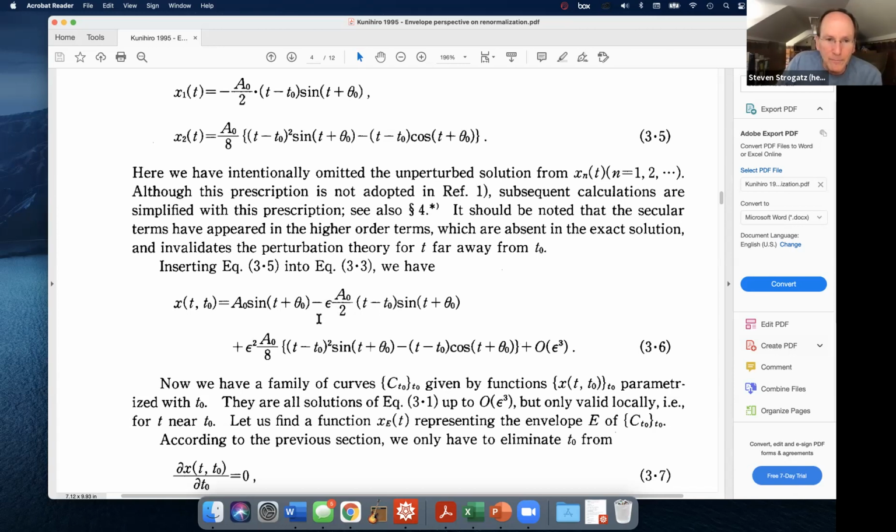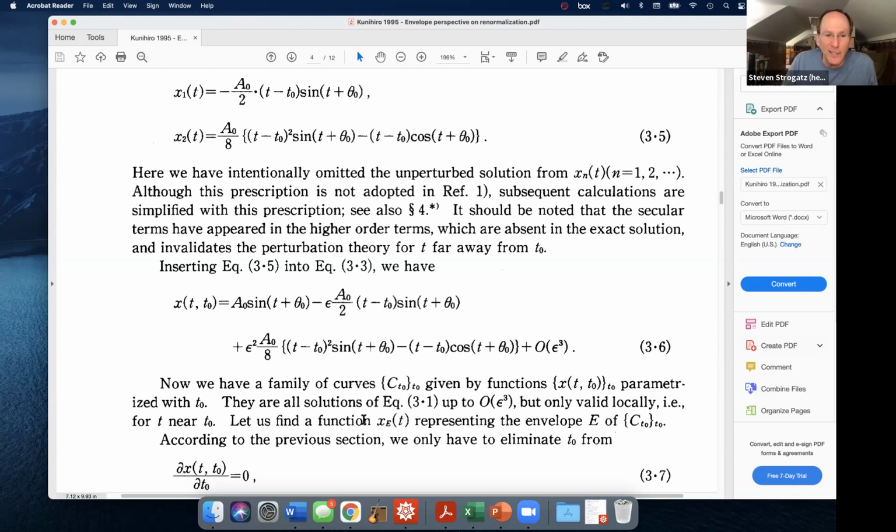Instead of what we did, the way that Kunihiro argues it is, here's a family of curves. It depends on a parameter, t0, this mysterious intermediate time that plays the role of a parameter. So I've got a family of curves that depends on a parameter, t0. They're all solutions of the differential equation that work up to order epsilon cubed. I don't care about secularity, that doesn't scare me. I have a family of solutions. They depend on a parameter. Well, now I look at their envelope.